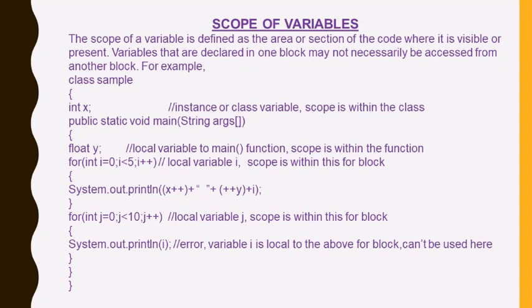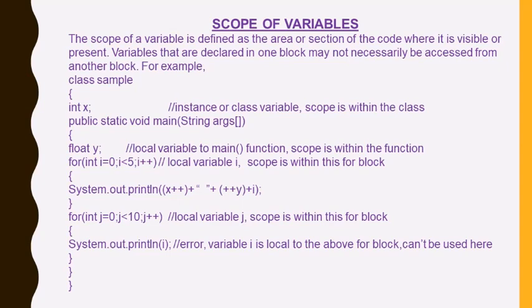Let us take this example. Here a class is mentioned as sample. We have declared a few variables here. Int x. This is a class variable also known as an instance variable. The scope of this variable is within the class. Now there is a function main declared here in which I have taken a variable float y. This is a local variable to the function, so this variable can be accessed from anywhere inside the main function.